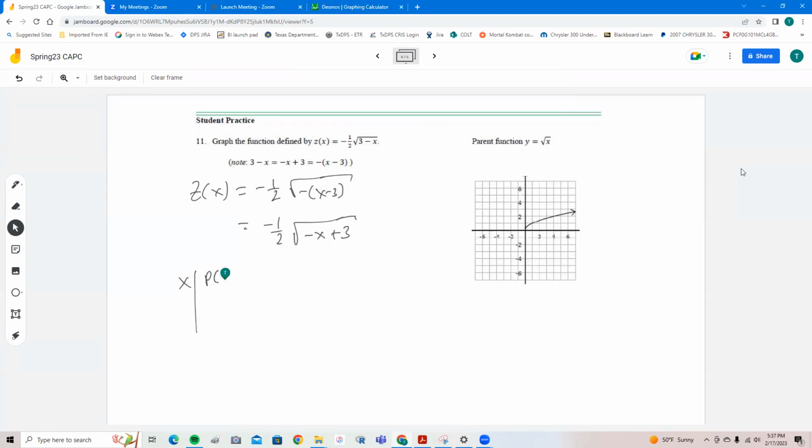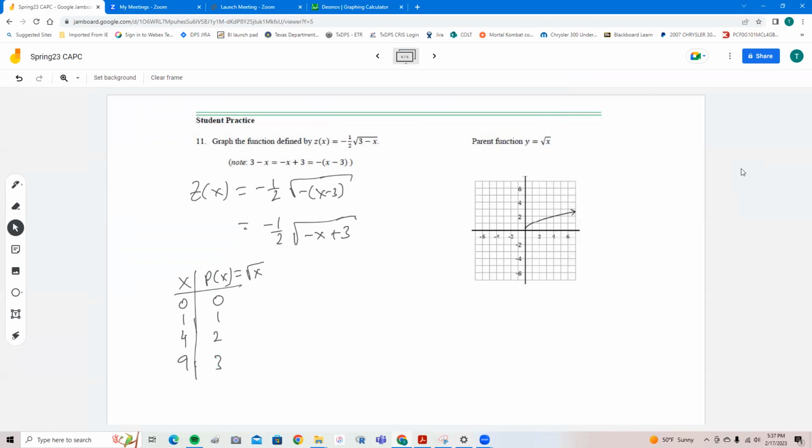So like before, let's make our chart. I'm going to use p of x for the parent function. We're going to use the same key values 0, 1, 4, and 9. P of x being the parent function here, square root of x. Square root of 0 is 0, square root of 1 is 1, square root of 4 is 2, square root of 9 is 3. Obviously, the principal square root, because we're dealing with functions.